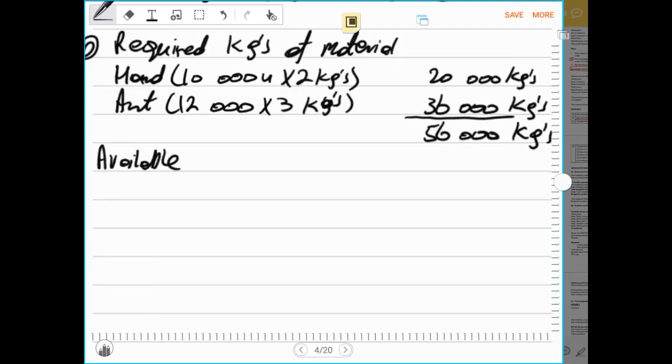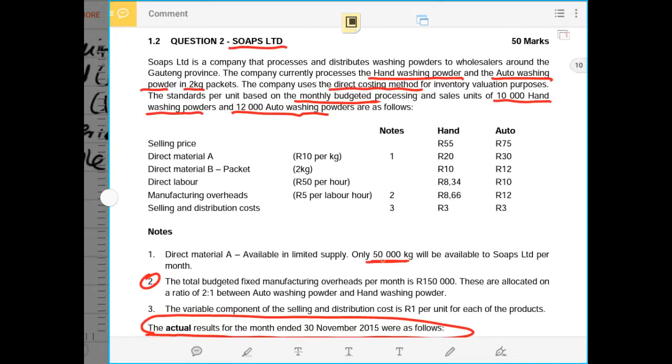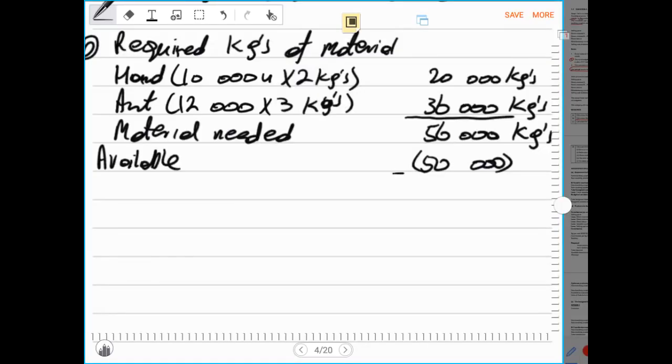Remember, this is what we need, which is material needed or material required. Material needed is that how much is available. The only material that is available is only 50,000 kgs. This is what is available. They said we only have 50,000 kgs per month. So this is what is available, and I normally like to put it in brackets so that I can determine if there is any limiting factor.